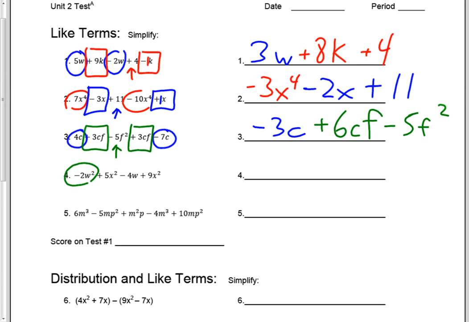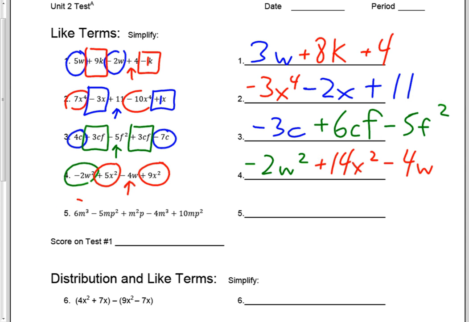Is there anything that goes with that? Nope. Write it down. Is anything combined with 5x squared? 9x squared. There's nothing with it, so I just write it down. You don't have to have it in this order. You can put the minus 4w first. You can put the minus 2w squared last. As long as you've got each piece and they're the correct sign, you're okay.